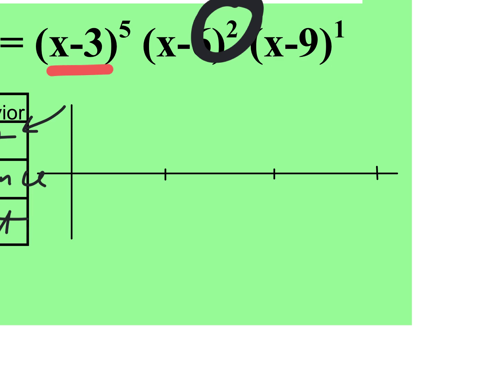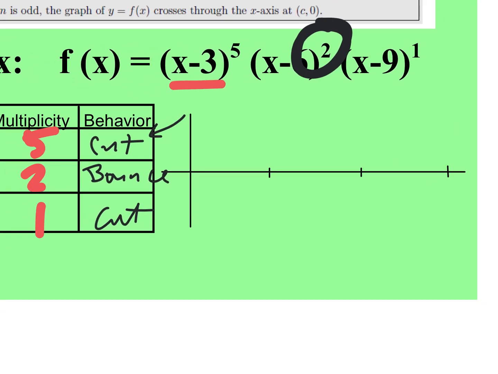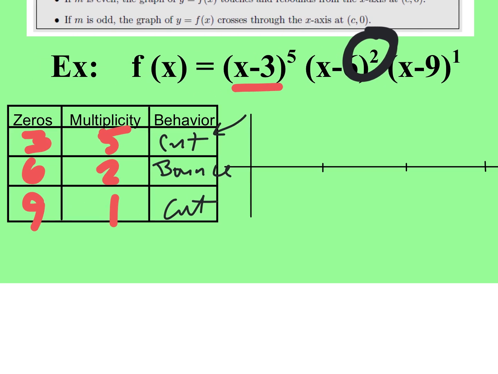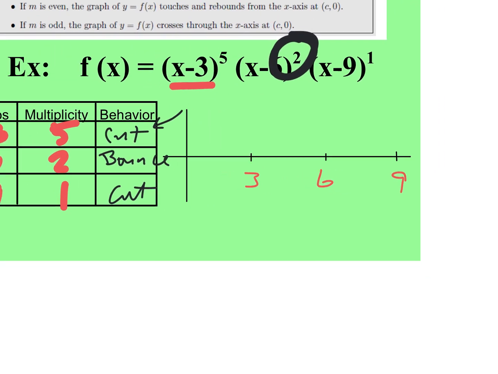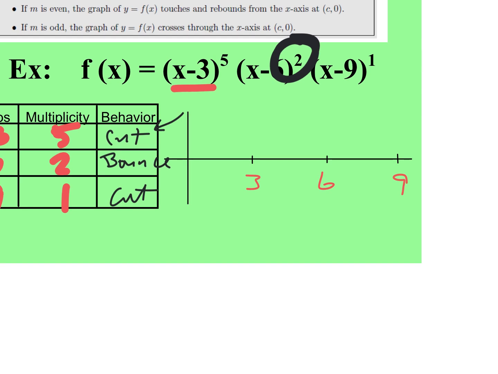All right. So then here's my 3 zeros. 3, 6, and 9. Would you please sketch this? If that's 3, 6, and 9, what's it look like? You should know how it ends and how it begins. You should know where there's a bounce and where there's only passing through.